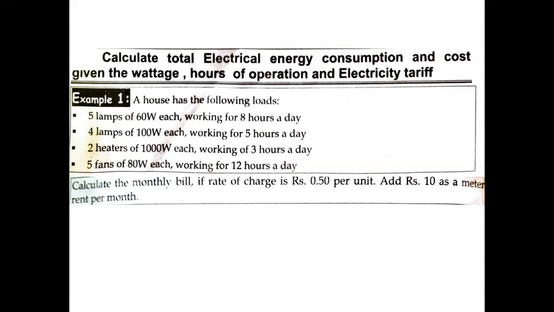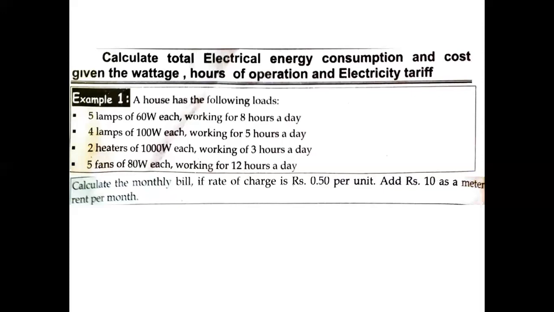Now, here, first problem: a house has the following loads: 5 lamps of 60 watts each, working 8 hours a day; 4 lamps of 100 watts each, working for 5 hours a day; 2 heaters of 1000 watts each, working 3 hours a day; 5 fans of 80 watts each, working for 12 hours a day. Calculate the monthly bill if the rate of charge is 50 paise per unit. Add 10 rupees as a meter rent per month.